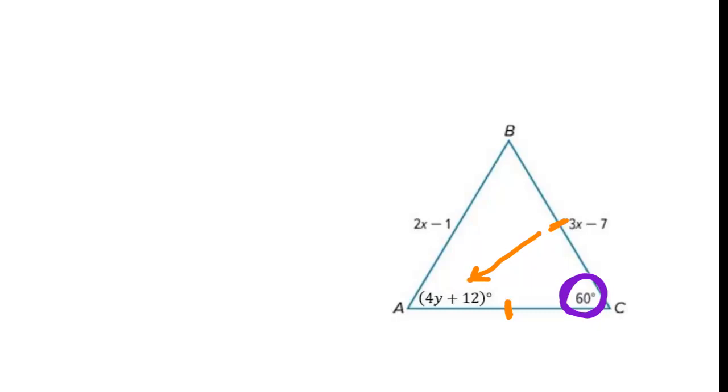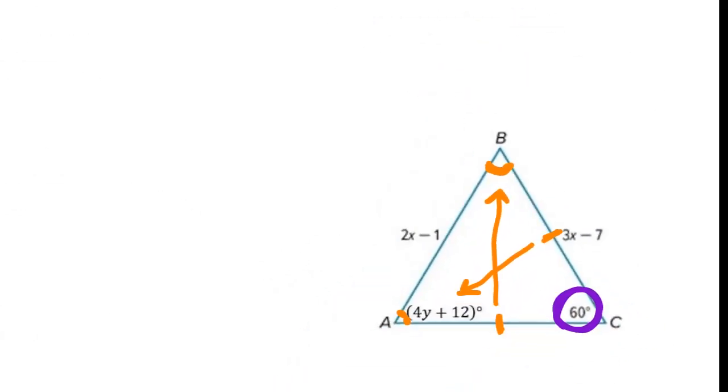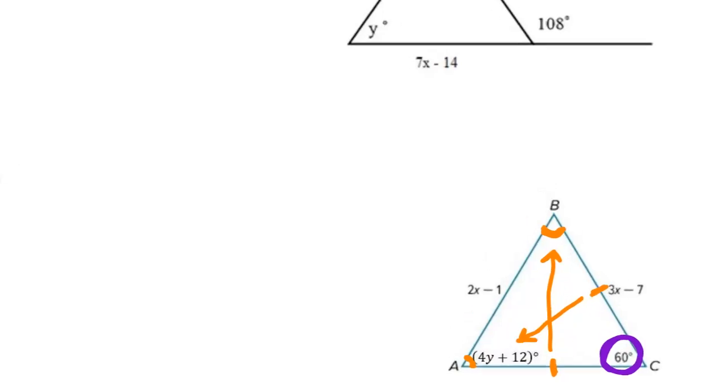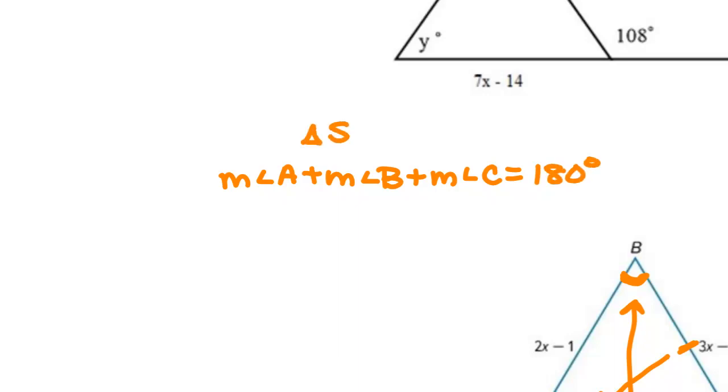So this angle down here, angle A, and this angle up here, angle B, those have to be the same size. I don't know how big either one of them is, but they have to be the same. So let's say measurement of angle A, plus measurement of angle B, plus the measurement of angle C, has to add up to 180. That's my triangle sum theorem.